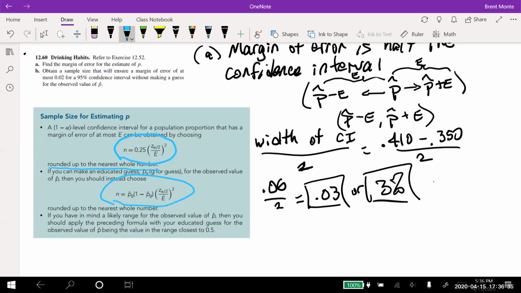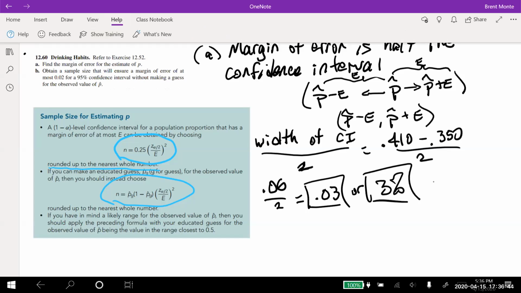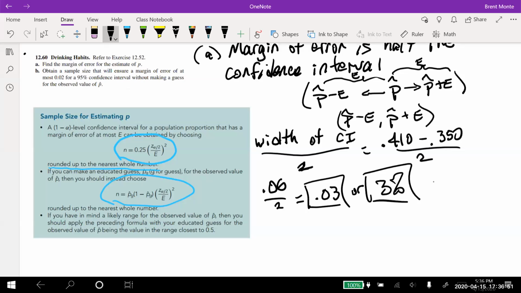Okay, so let's go ahead and go through this. We're going to use these to answer part B, and notice it says part B, obtain a sample size that will ensure a margin of error of at most 0.02 for a 95% confidence interval without making a guess for the observed value of p hat. So I can't use the second one because I don't have a guess for p hat. So I have to use the first formula.